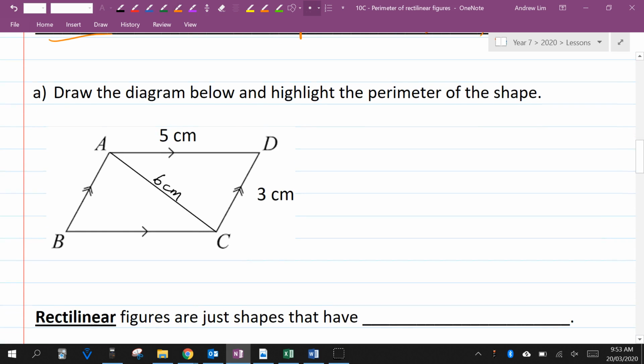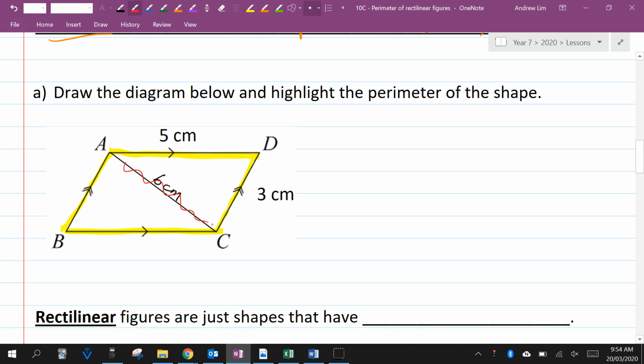Alright, so here we've got: draw the diagram below and highlight the perimeter of the shape. You've already printed this out in your worksheets, unless you're copying these notes down into your workbook, then I'll get you to draw the diagram. But we're going to highlight the perimeter of the shape, and we know that the perimeter is the outside of the shape. So that's just that bit. We do not include this line in the middle because it's not on the outside.